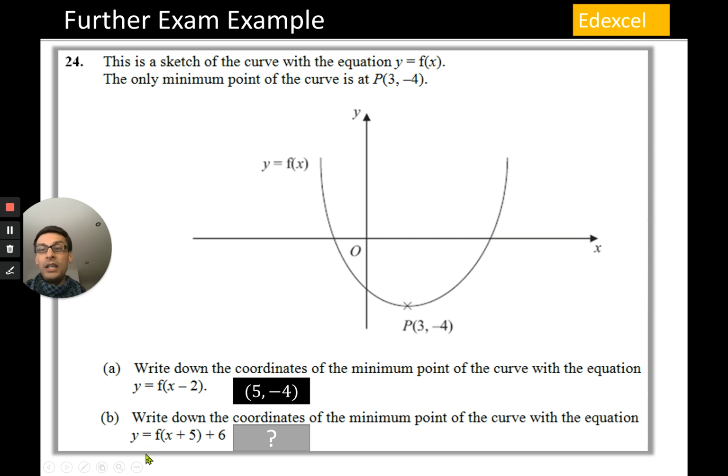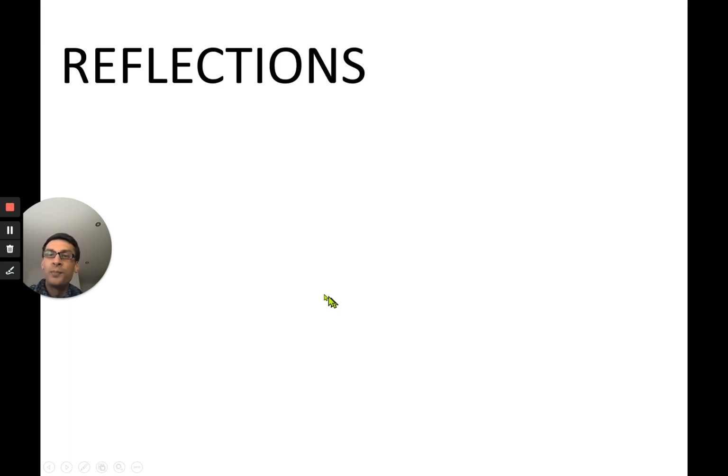Okay, so for part B, you can see we're adding 6 to the y value. So that original y value, that -4, goes up by 6 to 2. And your x value, you subtract 5, so it becomes (-2, 2). And then you might sketch it on the graph if it asks you to. In this case, it doesn't ask you to do it.